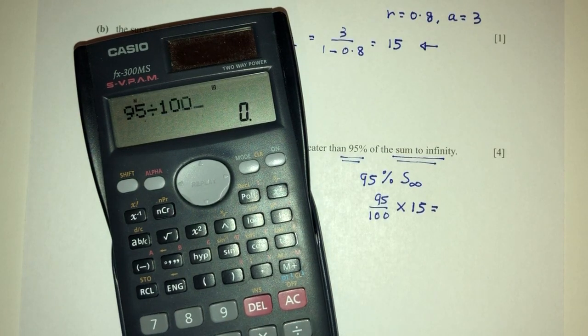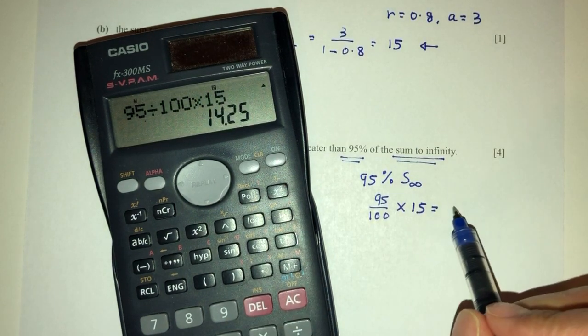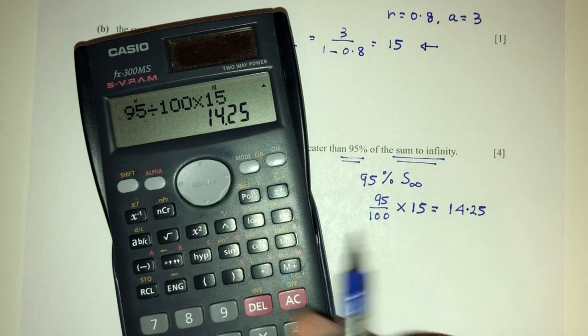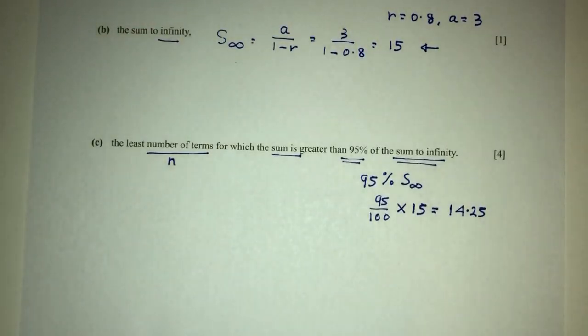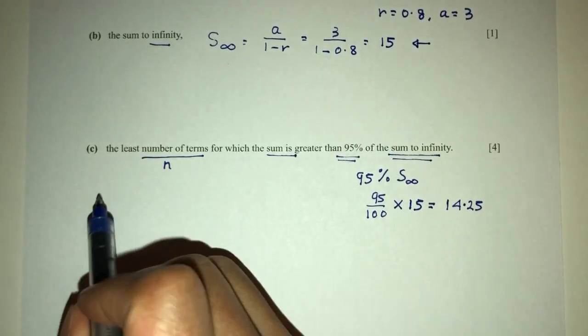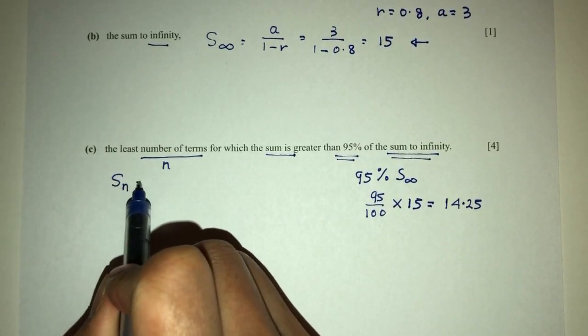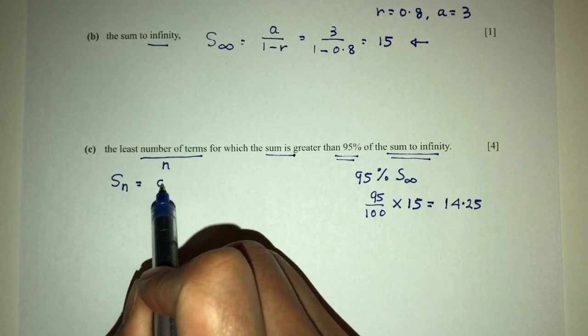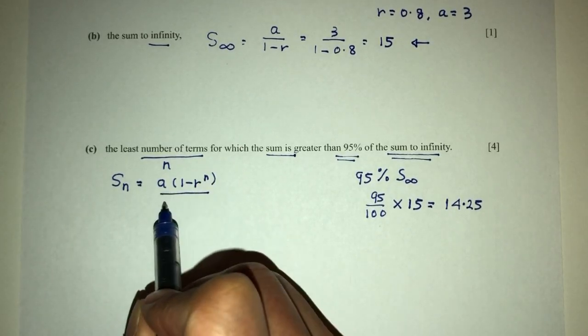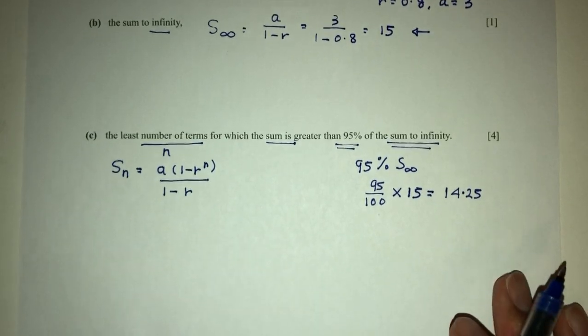95 divided by 100 times 15 will be 14.25, right? Now let's find this equation for us. Find the least number of terms that will help us find this. So we know that the sum of the first n terms is given by our formula, which is a times 1 minus r to the power n over 1 minus r.